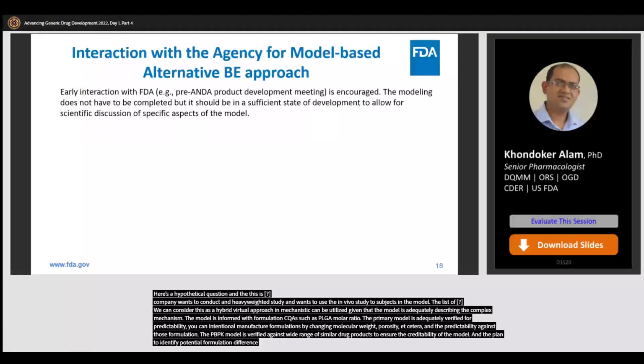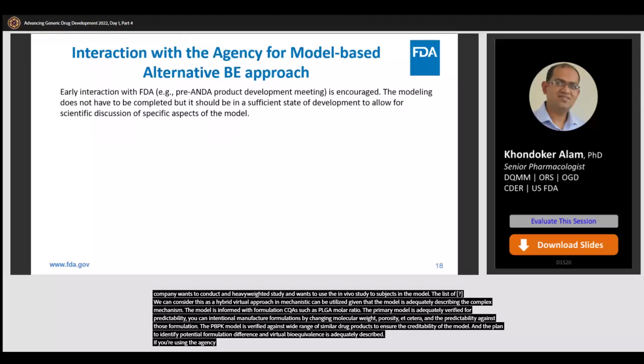If you are planning to utilize model-based alternative bioequivalence approach, I would encourage you to interact with the agency early. Your model doesn't have to be completed, but it should be in a sufficient state of development to allow for scientific discussion of specific aspects of the model.